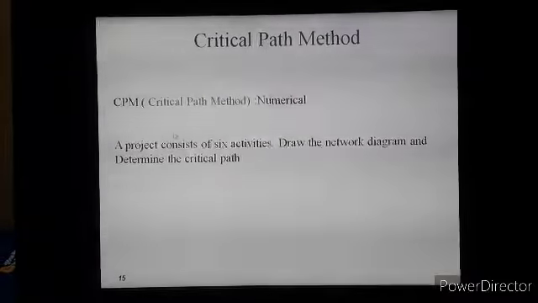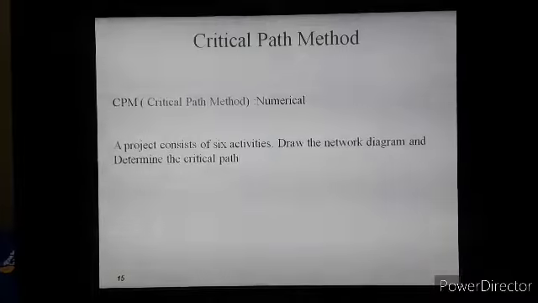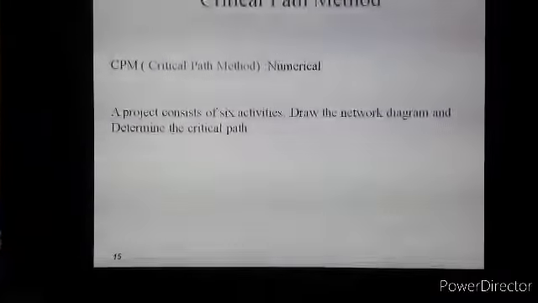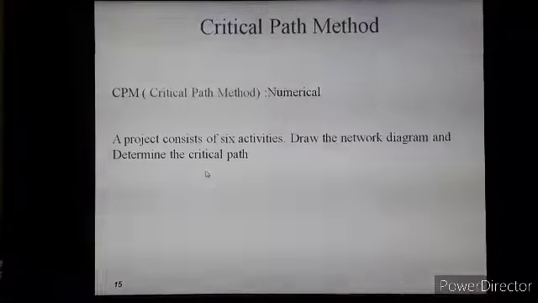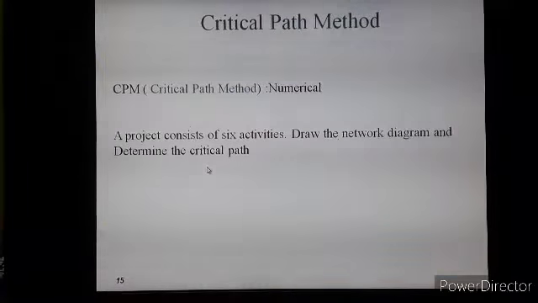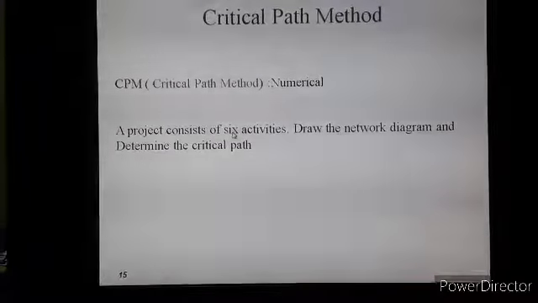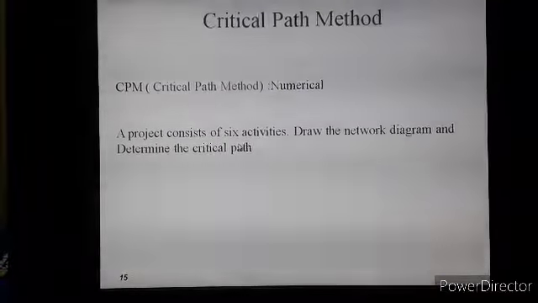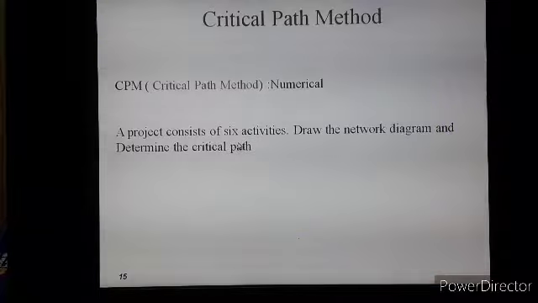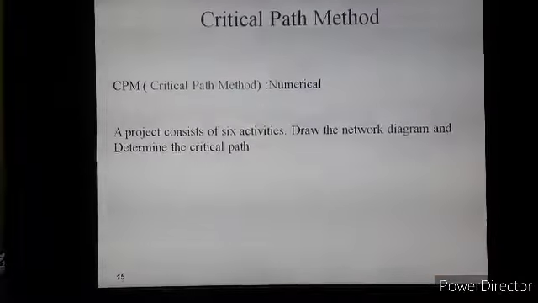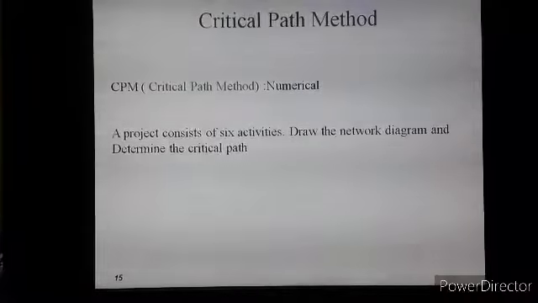So this is the statement of the previous numerical, which is on CPM. A project consists of 6 activities. Draw the network diagram and determine the critical path. In this statement they have given the 6 activities, again the relation between these activities and the duration for the respective activities. So let us see that table and then we'll proceed for the solution.